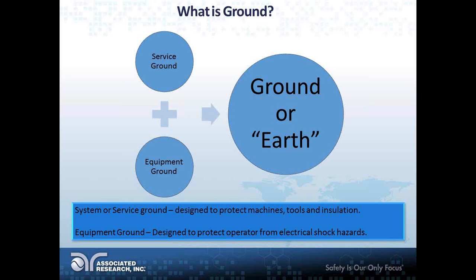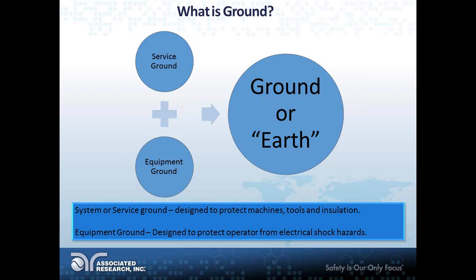Service ground, you think, protects buildings, tools, insulation. So basically it protects things against damage, whereas equipment ground is designed to protect operators or users, basically you and me, against electrical shock hazards. And that's really the purpose of this webinar. We're mostly going to be talking about equipment grounds. You can certainly consider service grounds here. A ground bond and continuity test is certainly something that can be used to show continuity of a service ground, but what I'm referring to here is electrical shock hazards.